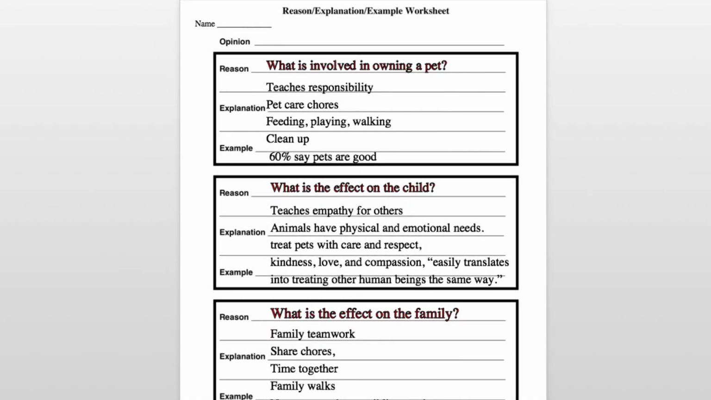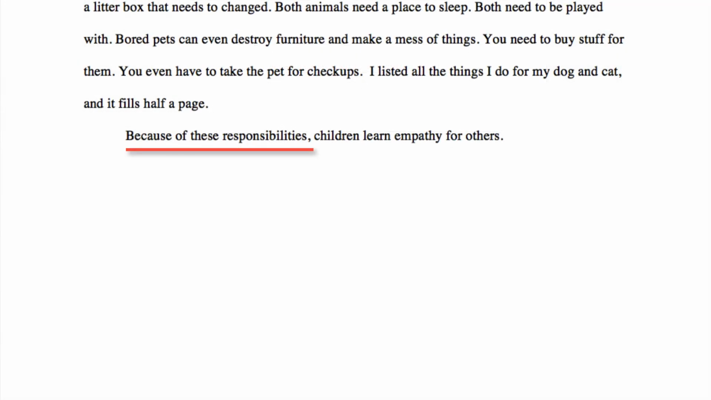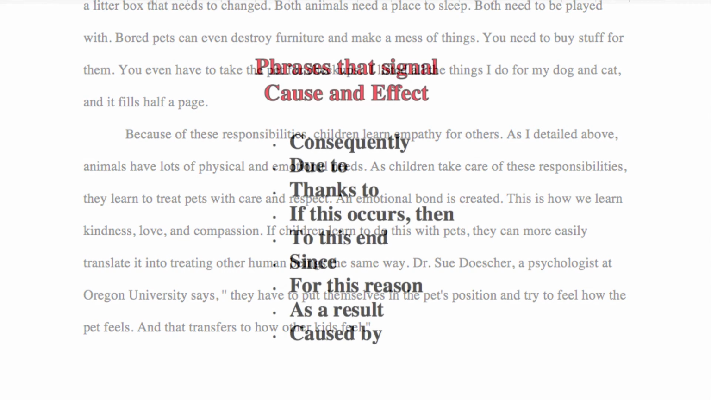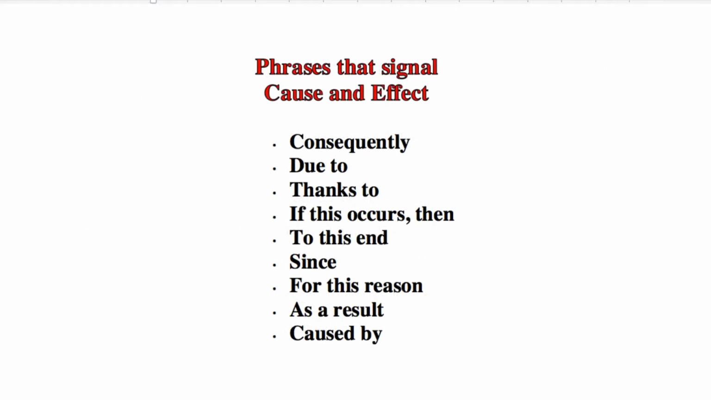Your next big idea paragraph makes a cause and effect connection with your first paragraph. So the linking words you use to start your paragraph need to signal this relationship. The rest of the paragraph explains the connection and gives an example. Here are other words that signal a cause and effect relationship.